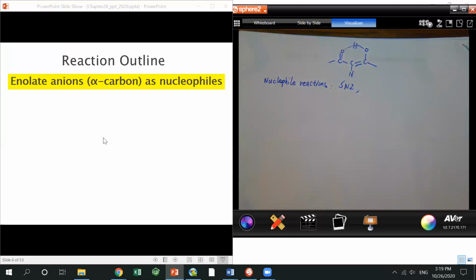E1 is not a nucleophile, it's a base. So for elimination, E1 and E2 require a base, but they are not nucleophiles. So what reaction did we learn in chapter 18?